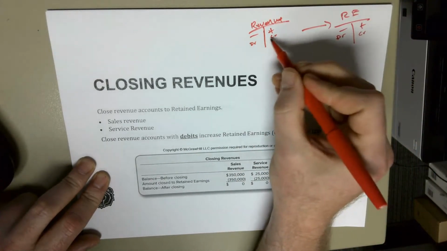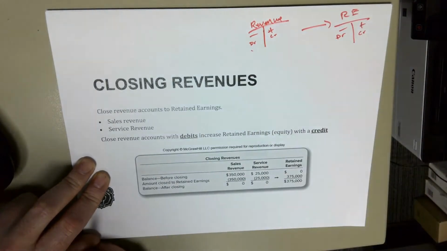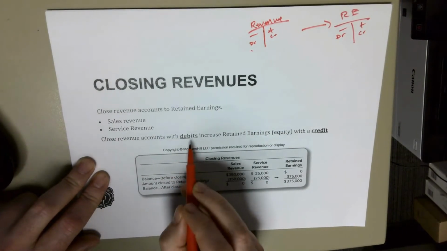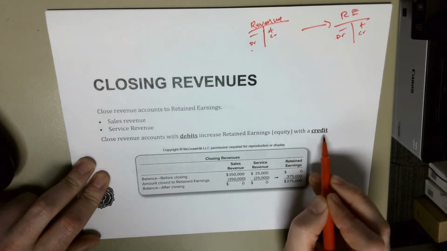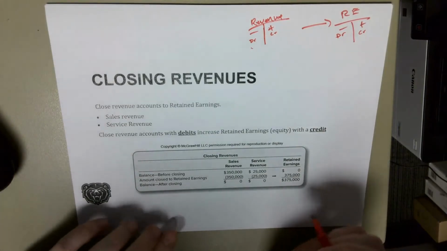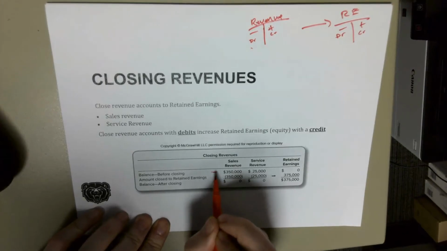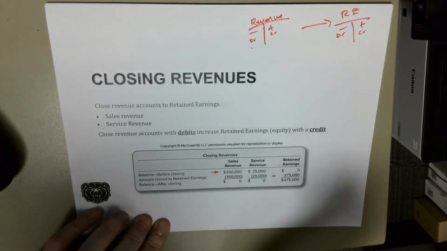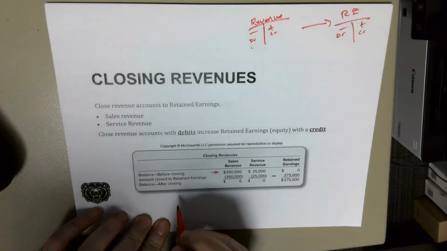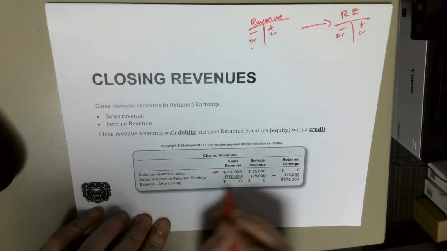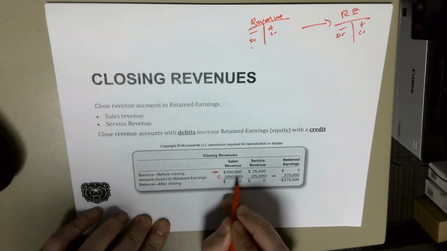So if we're moving from this one to this one, we need to reduce it on the debit side and increase it on the credit side, okay? So we close revenue accounts with debits and increase retained earnings with credits, okay? This is what it looks like from a numerical perspective, right? Our balance in sales revenue was $350,000. This is straight from the examples that we've used throughout chapters 3 and 4. We need to close that. We need this balance to equal $0. So we need to reduce it by $350,000, okay?